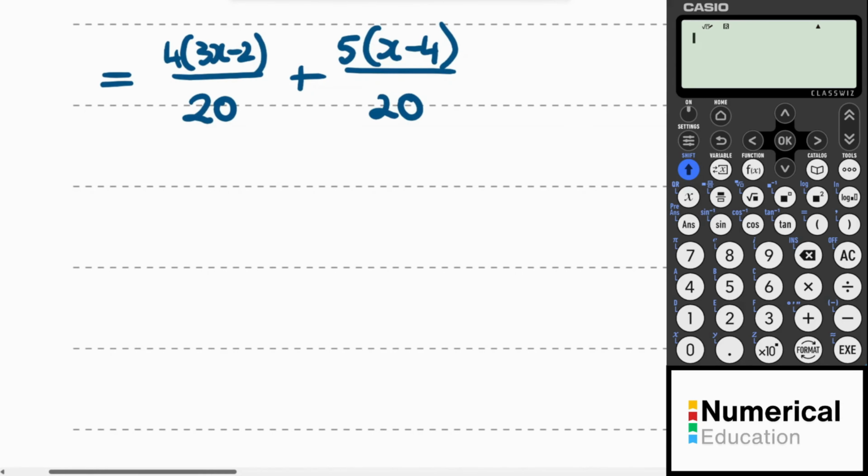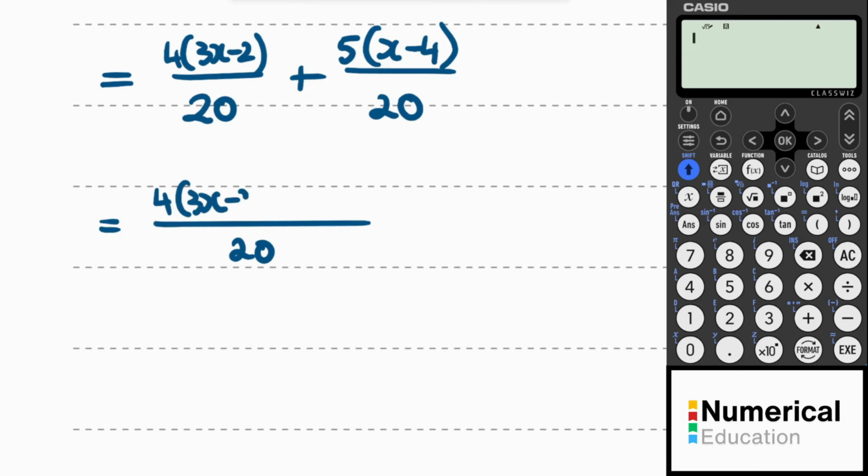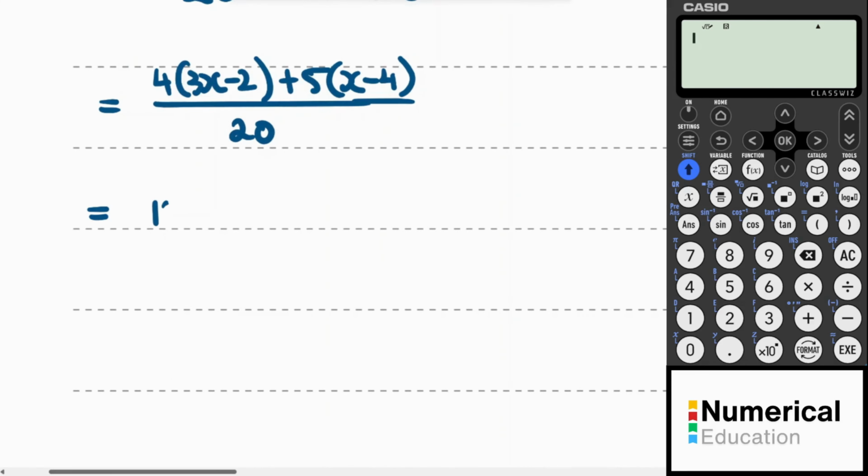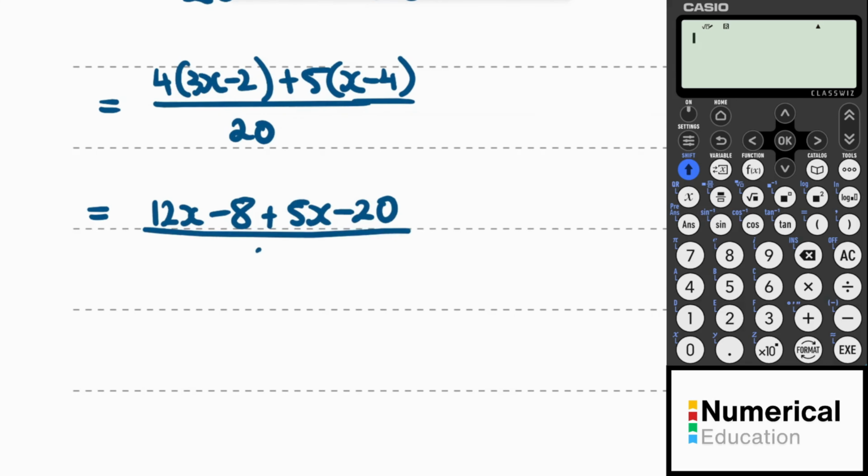Now that we've got a common denominator, we can write down one fraction with the same denominator. So it's going to be all over 20. And then we're going to have 4(3x minus 2) plus 5(x minus 4). Expand looks like our next step. When we expand, we get 12x minus 8 plus 5x minus 20, all over 20. And then you collect your like terms.